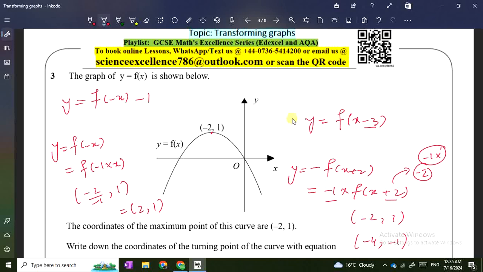Okay, so we can see there is a change inside the function and outside the function as well. So there is a multiplication of minus 1 with the x inside the function, and a take away 1 outside the function. So we have to take away 1 from the y coordinate and divide by minus 1 the x coordinate. So minus 2 divided by minus 1 is 2, and 1 take away 1 will be 0. So 2, 0 should be the new coordinates of this function.